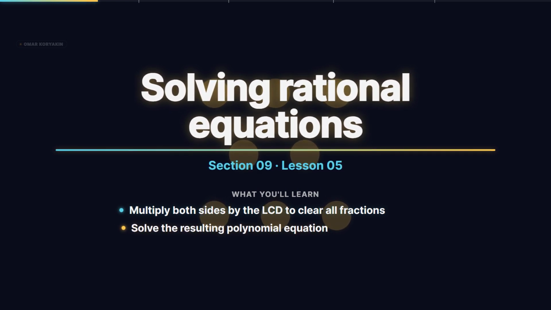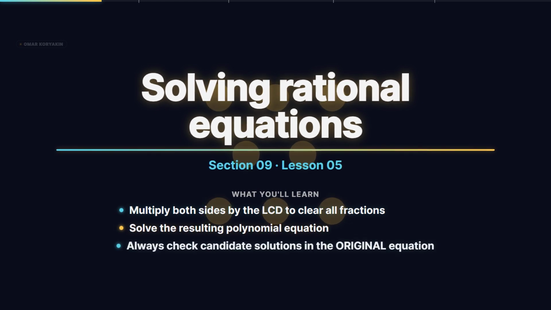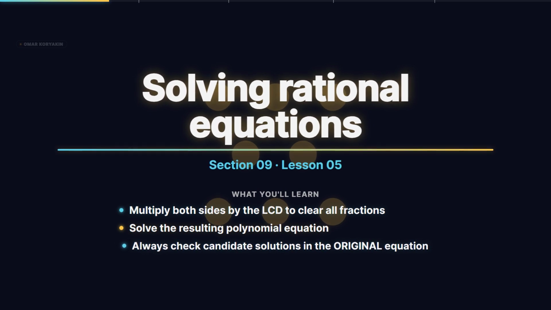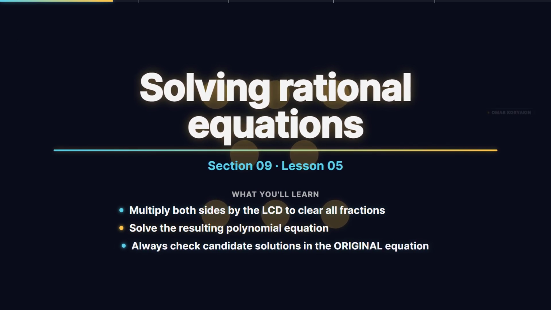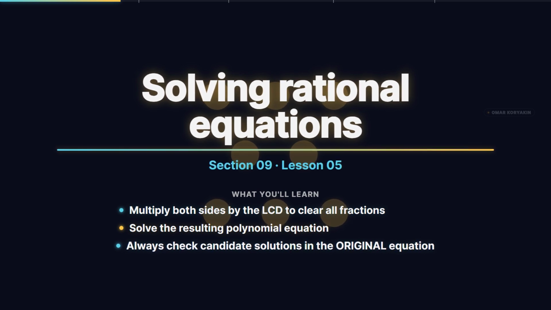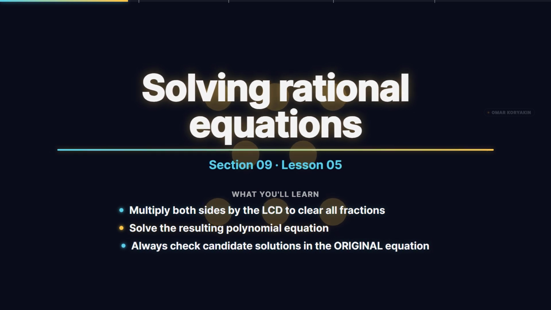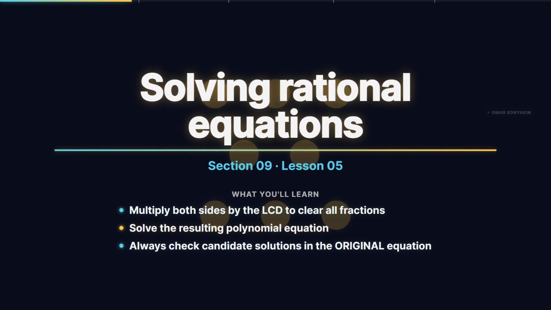Multiplying by an LCD is allowed only when the LCD is non-zero. If a candidate solution makes the LCD equal to 0, that candidate is extraneous. It solves the cleared equation, but not the original. Today's 2 examples show the contrast. The first produces a candidate that turns out to be extraneous, leaving the equation with no solution. The second produces 2 valid candidates that both check out.